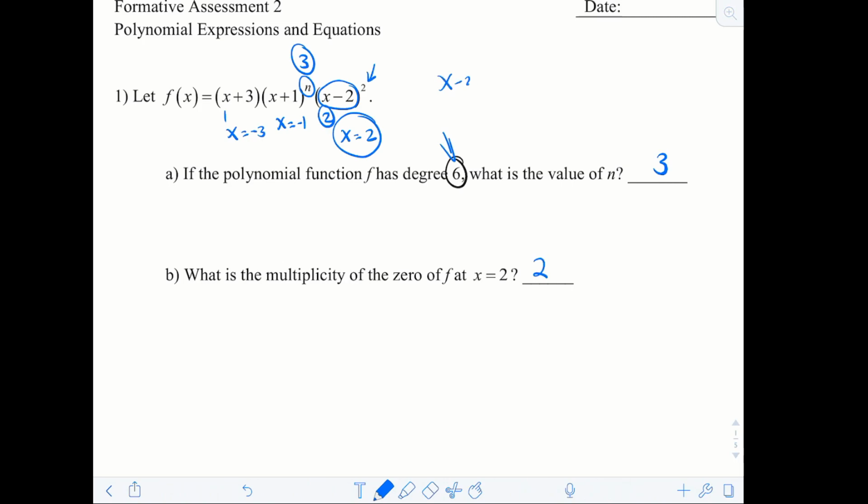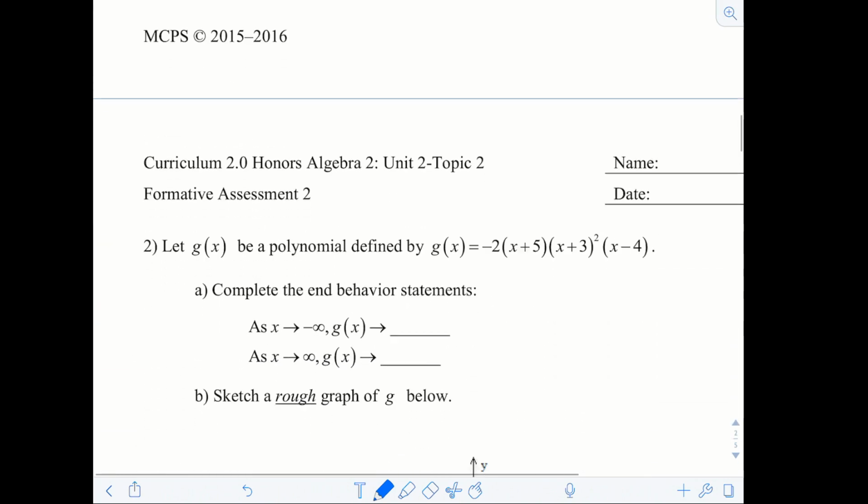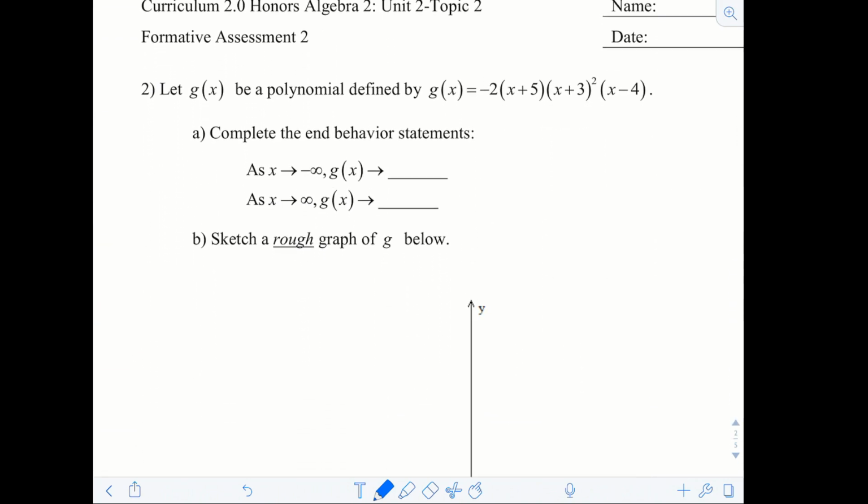If this was like x minus 2 to the fourth power, then the multiplicity of the 0 would be 4. So it's based around the exponent for the specific root. Wow, a lot of wasted space in there.